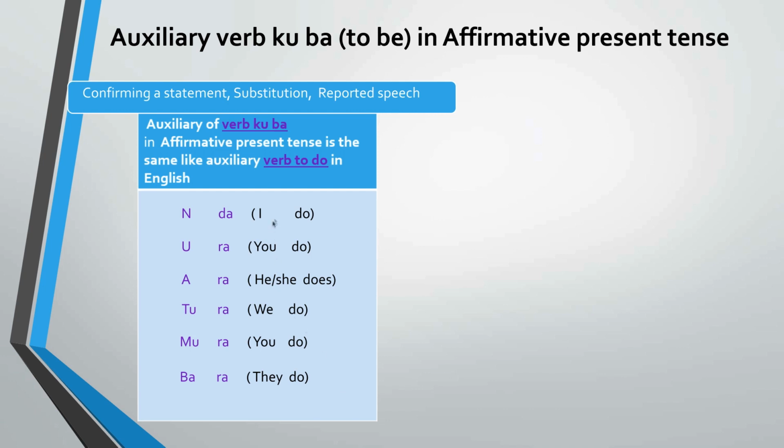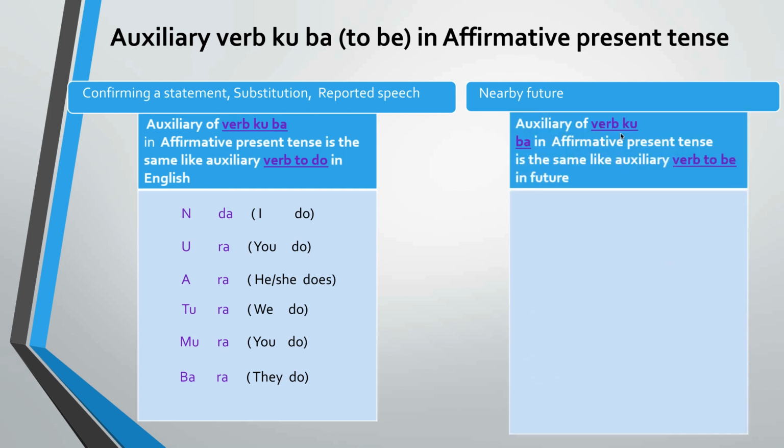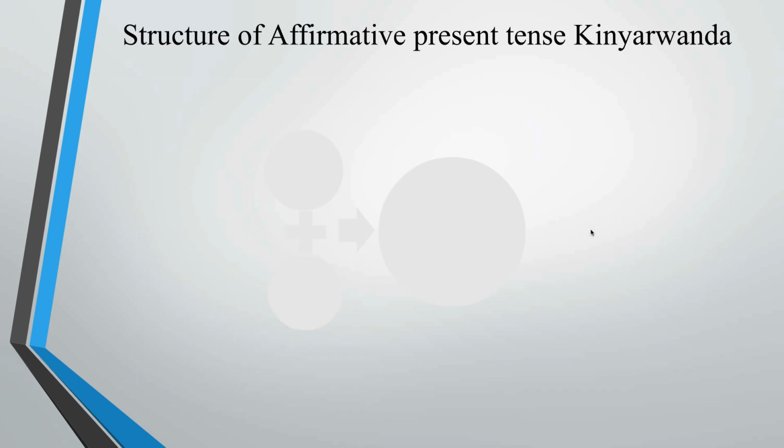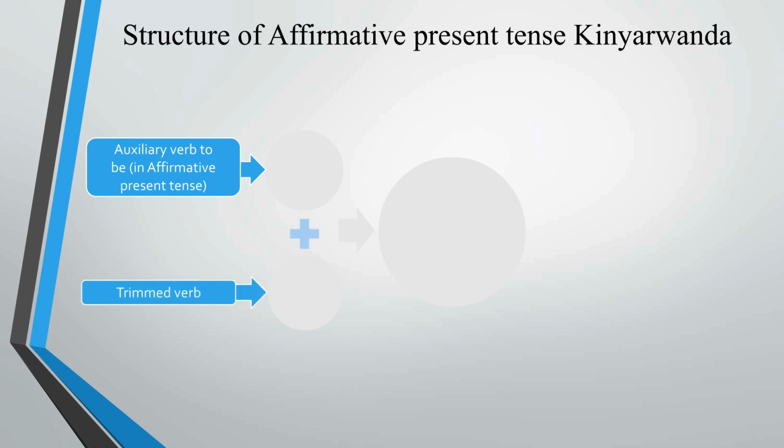So this will have almost the same meaning as the auxiliary do in English. But whenever we use the affirmative present tense to obtain nearby future, the auxiliary will have the same meaning as verb to be in simple future tense. We obtain the affirmative present tense by taking the auxiliary and adding it to the trimmed verb, which means the verb without the preposition.